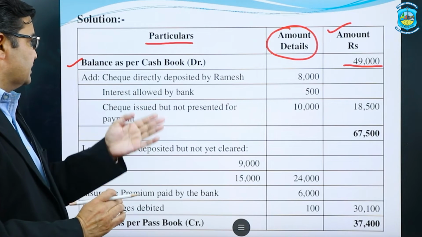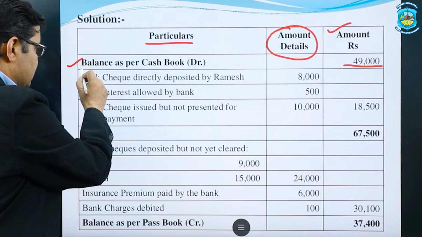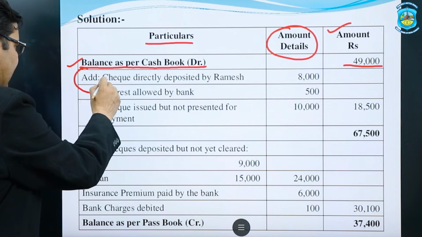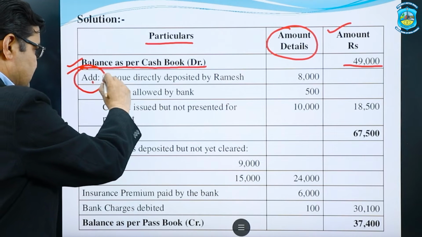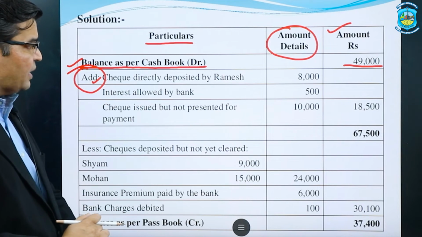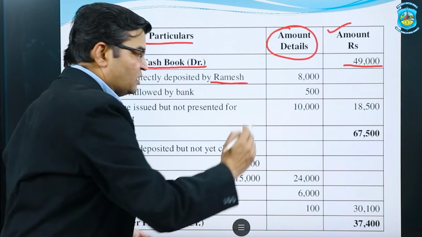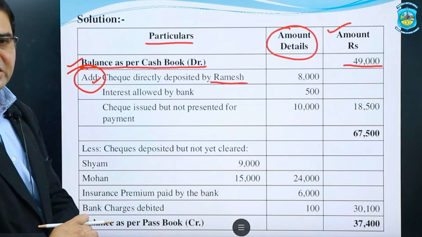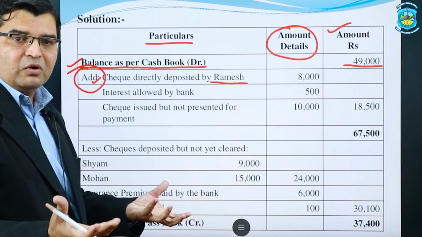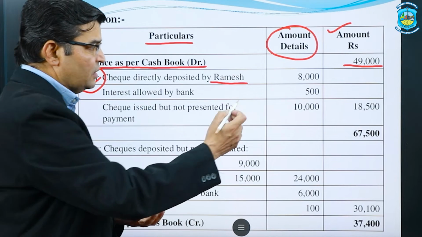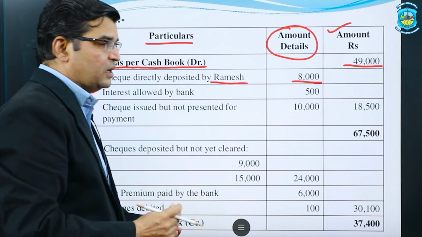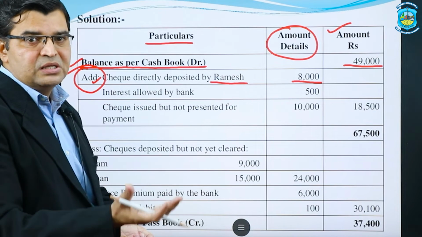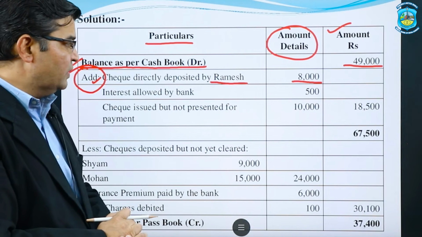After this, starting with this balance as per cash book, that is positive balance, now some transactions, some adjustments will be added over there. The first transaction is checks directly deposited by Ramesh. Mr. Ramesh is one of the debtors of us and he has directly deposited this 8,000 rupees in our account. So our cash book has been reduced in comparison of our passbook, because passbook is having the entry of this 8,000 credit, but we did not debit this 8,000 rupees in our cash book.